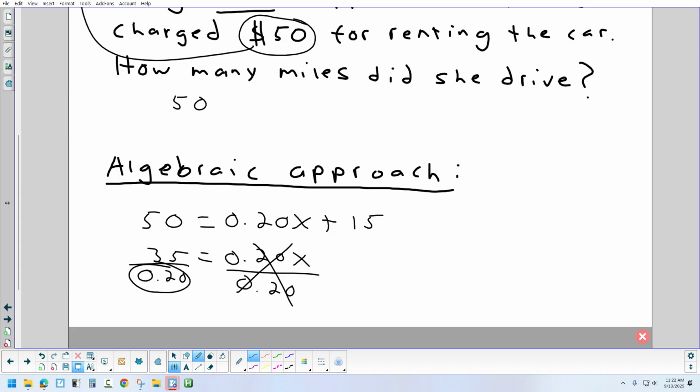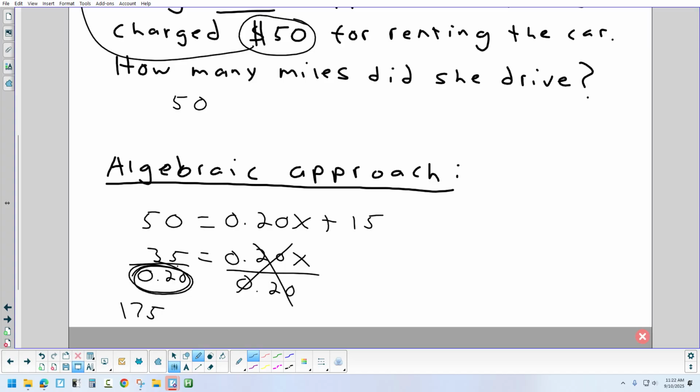1/5. So this is 35 divided by 1/5. Well, dividing by 1/5 is the same as what? Multiplying by 5, yeah. So dividing by 1/5 means times by 5. So that's our answer. What's 35 times 5? Yep, 175. And what did we solve for?